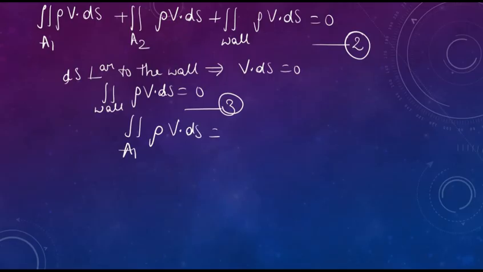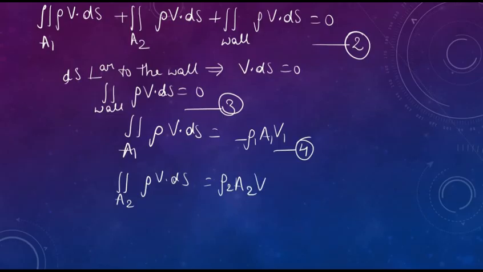The integral can be written as minus rho 1 A1 V1. This would be our equation 4. Now this negative sign appears because my dS is pointing in the outward direction of the control volume. Similarly, when we write for station 2 across area A2, what I would get is rho V dS is equal to rho 2 A2 V2. Let us say this is our equation 5.